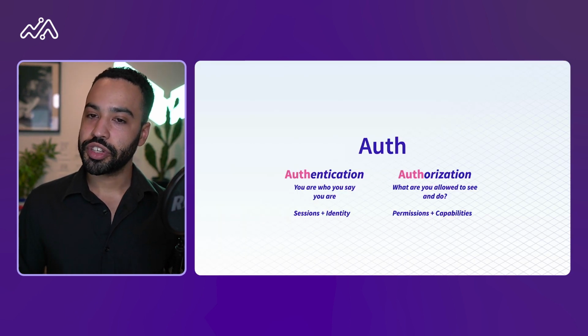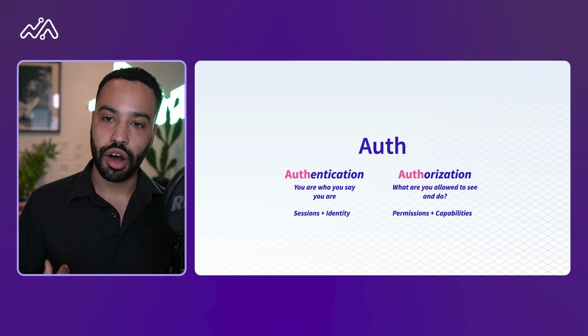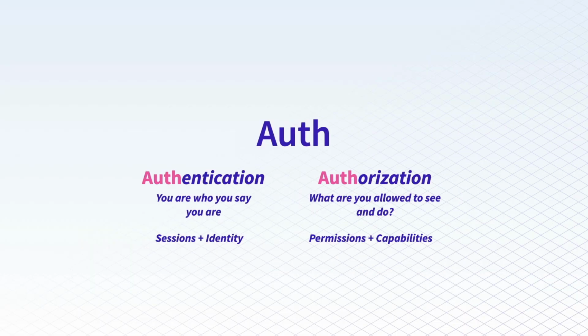So the first category of security we'll cover is auth. You probably already know that auth stands for 2 things. Authentication, which is concerned with verifying that you are who you say you are, handling sessions and retrieving session state. And then there's authorization, which is the aspect of security concerned with determining what you're allowed to do. Authorization asks, what permissions and capabilities do you have? What resources are you allowed to interact with? And to what degree?